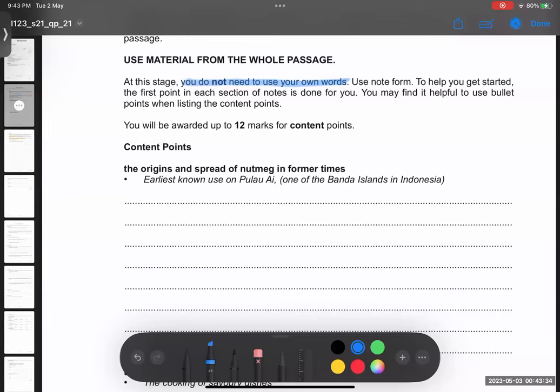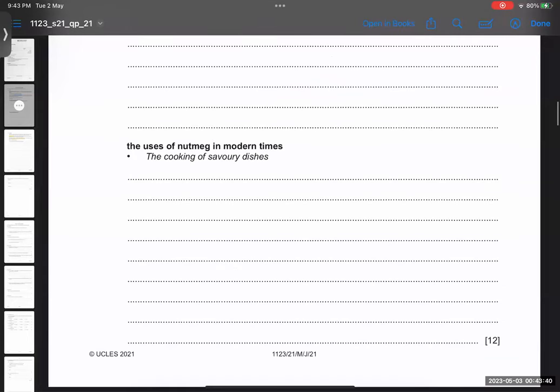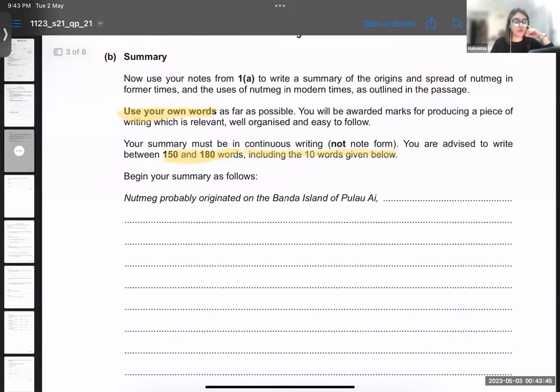Once you're done with the content points, you move on to writing the actual summary itself, where you use your own words. You are expected to remain within 150 to 180 words. You can use synonyms for words given. However, keywords are something that you have to keep in mind when you write your summary. The 10 words that are already given are included in the word limit. So technically you're left with 170 words, okay? So this is not going to be in note form. This is where the paragraphing begins.